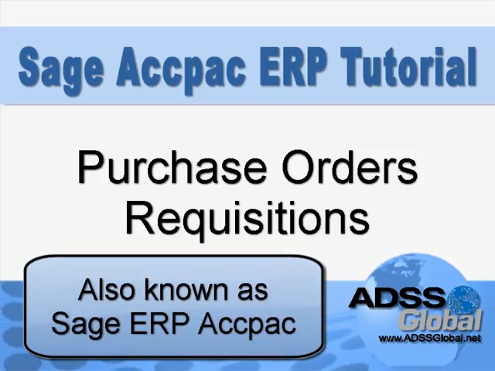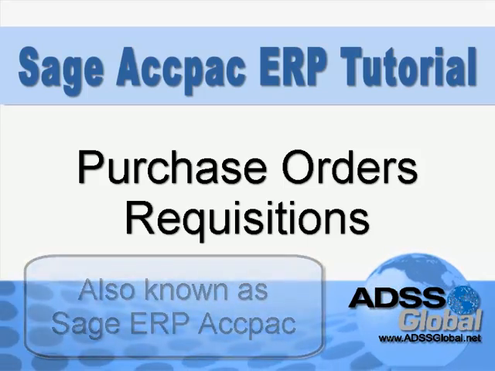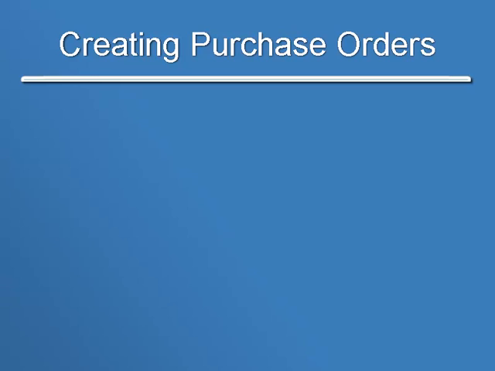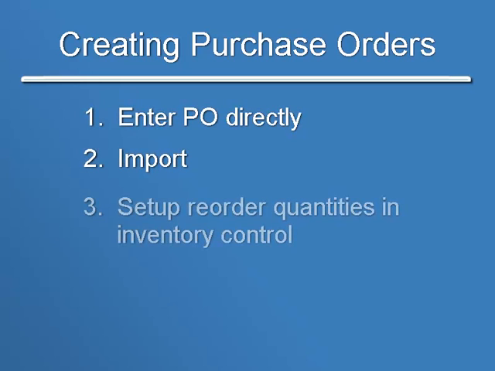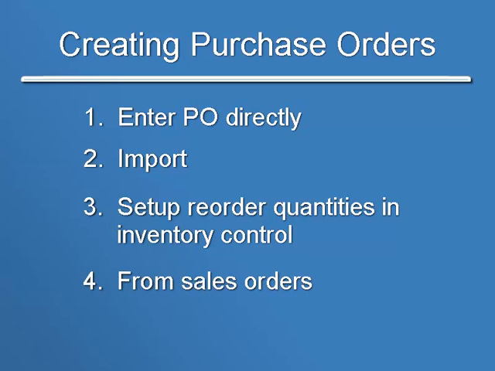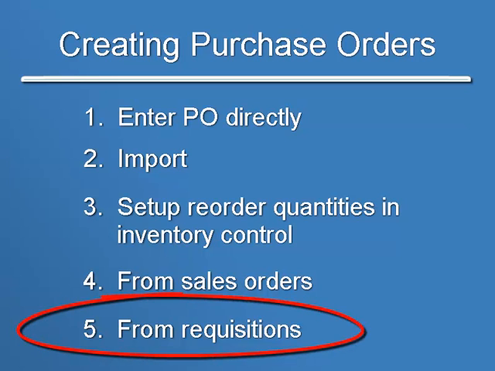Sage 300 ERP gives you a number of options for creating purchase orders. You can enter them directly, import them, create them automatically by setting up reorder quantities, create them from sales orders, and finally, create them from requisitions. In this tutorial, we'll focus on the last option and demonstrate the basic requisition workflow.